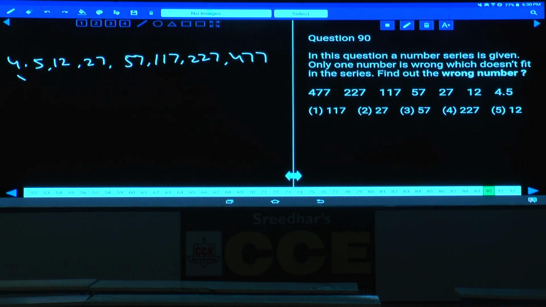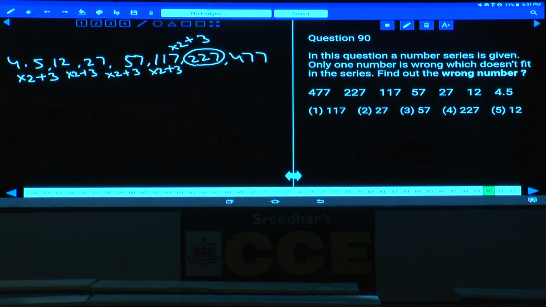Hence 4.5 into 2 is how much? 9. 9 plus 3 is 12. 12 into 2, 24 plus 3, 27. 27 into 2, 54 plus 3, 57. 57 into 2, 114 plus 3, 117. 117 into 2 is how much? 234 plus 3, 237 should be the number. What is the number given here? 227, that is the wrong number.